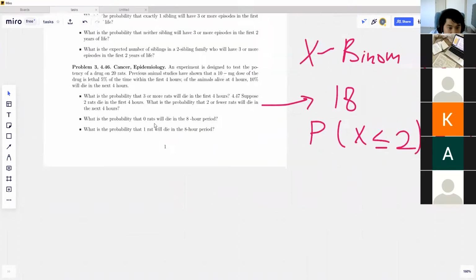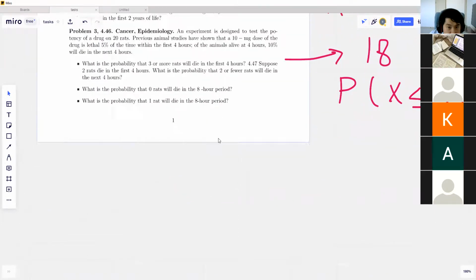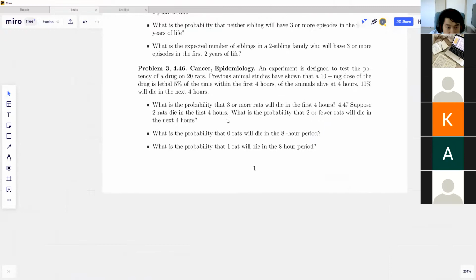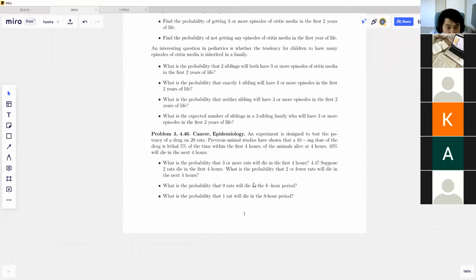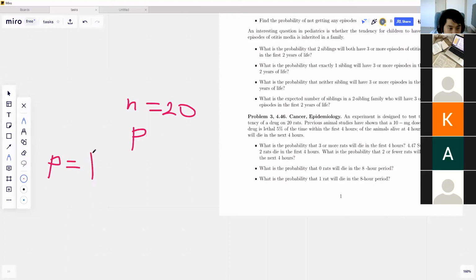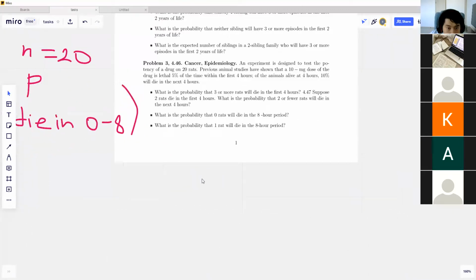What is the probability that 0 rats will die in the 8-hour period? Again, we are going to model this with a binomial random variable. Now this time, n is equal to 20, but we need to find P, the probability of success, where the probability of success will denote the probability that a rat dies in the 8-hour period. So die in the 8-hour period, let's denote it as from 0 to 8.